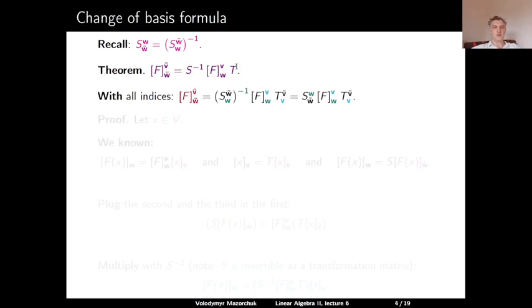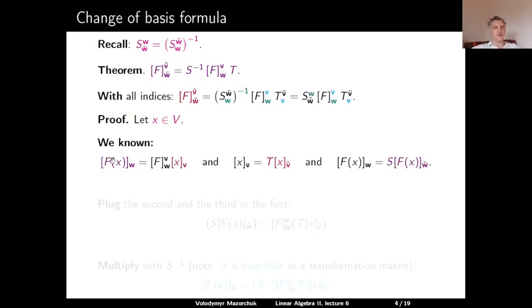So if we put all the bases in this formula, we get that the matrix of F from V tilde to W tilde is equal to the inverse of the transformation matrix S from W to W tilde, times the matrix of F in W and V, and then times the transformation matrix from V to V tilde. Or we can replace the inverse of the transformation matrix from W to W tilde by the transformation matrix from W tilde to W. Proof. To prove this, let us take arbitrary x in V.